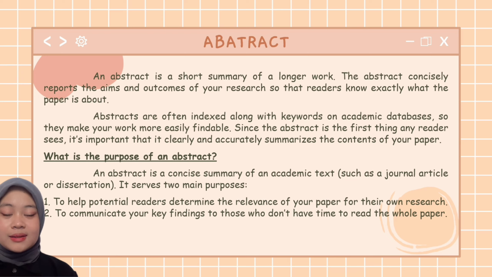An abstract is a concise summary of an academic text, such as a journal article or dissertation. It serves two main purposes. First, to help potential readers determine the relevance of your paper for their own research. Second, to communicate your key findings to those who don't have time to read the whole paper.